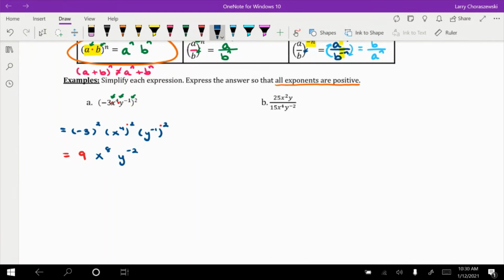We can put the y to the negative 2 on the bottom. Perfect, yep. So you can consider this y to the negative 2 as being on top of 1, in which case if we want the negative 2 to be a positive 2, we'll have to just swap their locations, right? So this is going to be 9x to the 8th times 1 over y to the positive 2 power now.